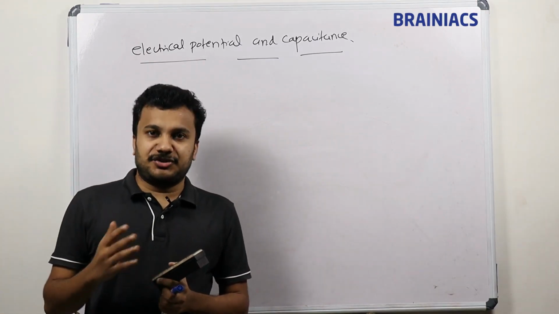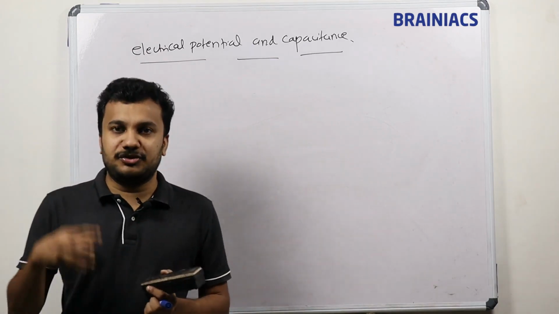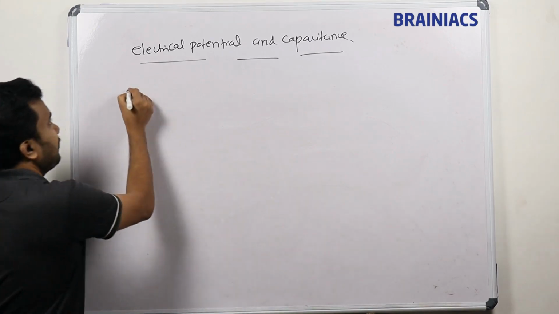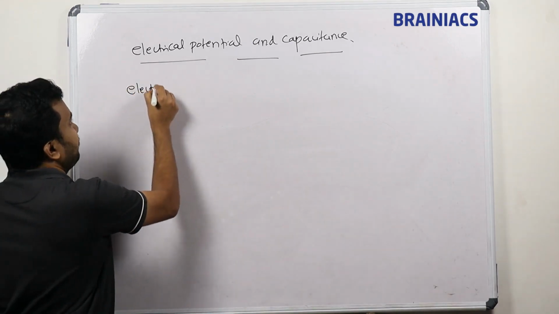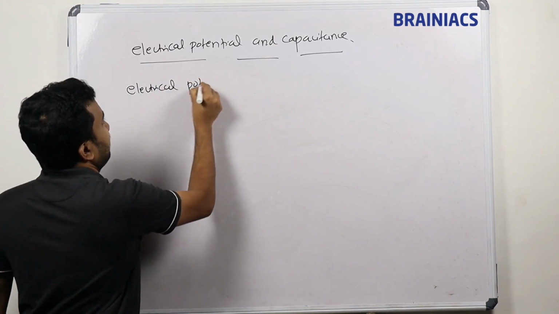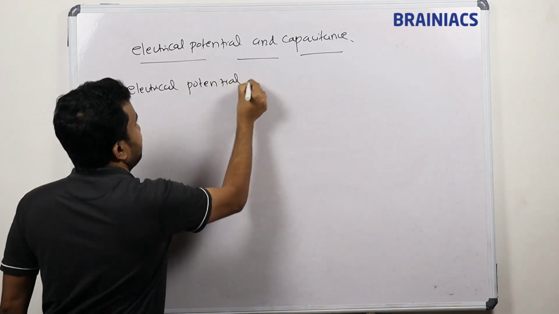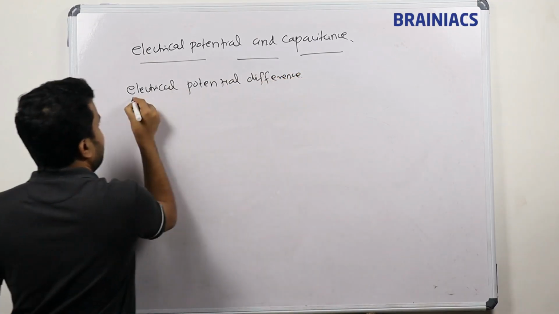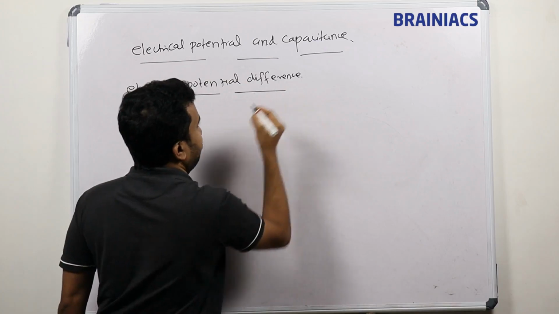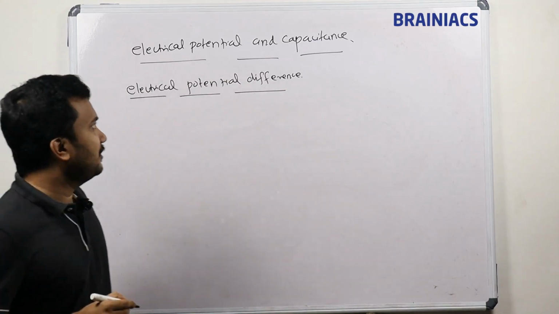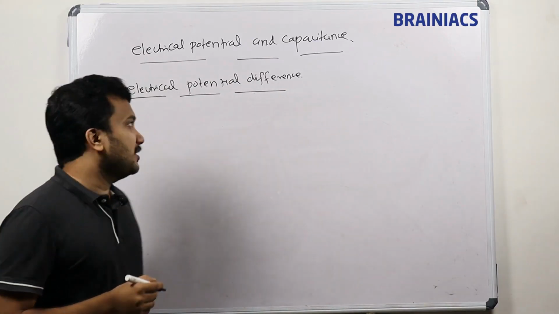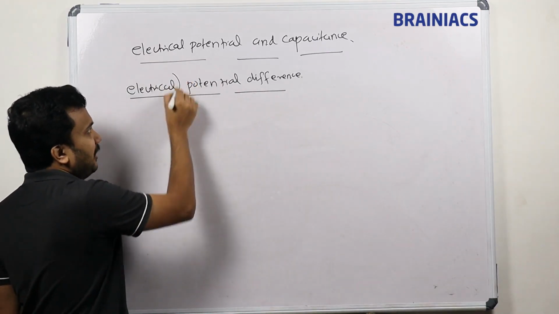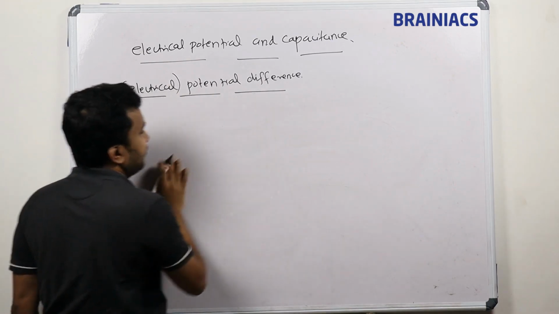So without wasting much time on this intro part, we'll jump into the topic and see what all the things will be there. Right on the first heading, called electrical potential difference. Potential as such we cannot define directly, it is a little difficult. So first I will separate the term, and first I'm looking at what a potential difference is.